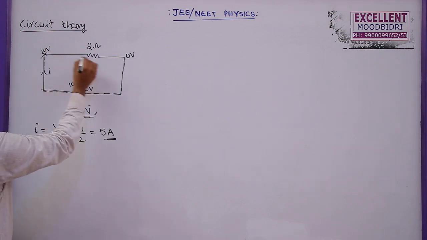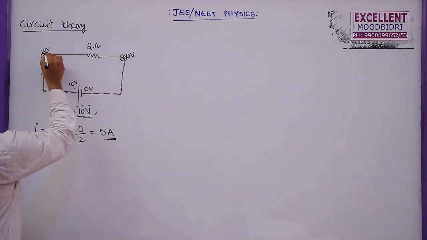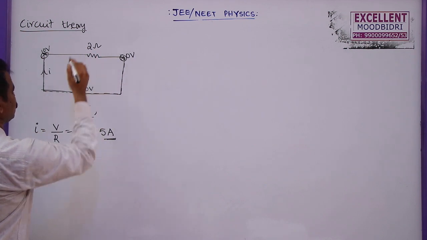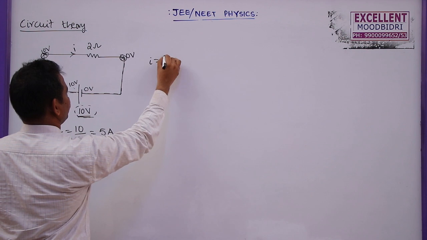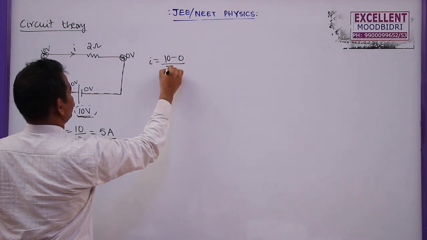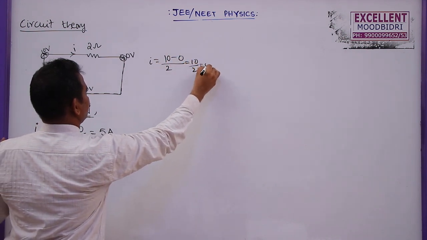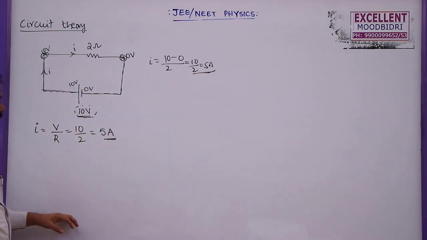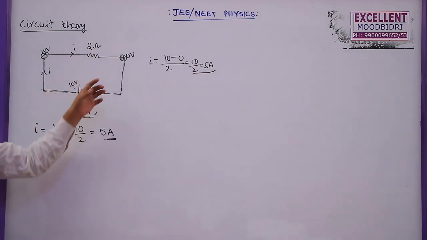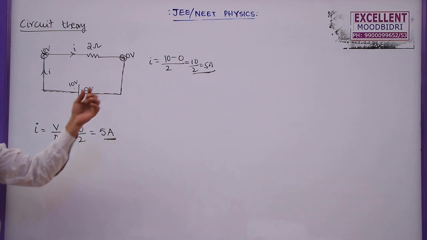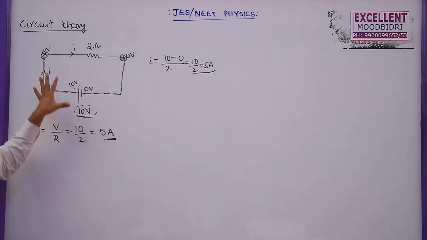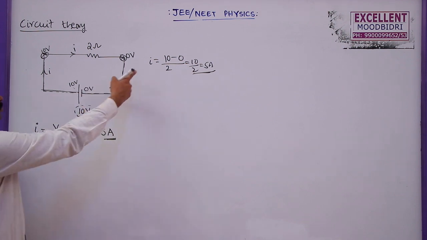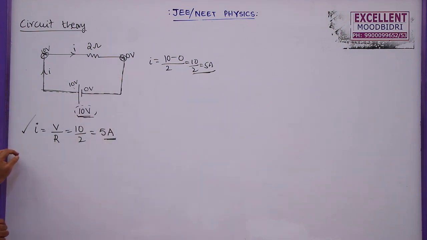So what is the potential difference between these two ends? This is 10 minus 0, once again. So the current coming from this one is given by 10 minus 0 by 2, which is equal to 5 amperes. Now actually why do we have to use this concept? Because in a complicated circuit also we are going to use this concept only to solve the problems. That's why for a simple circuit, without using that concept, we can use direct Ohm's law.